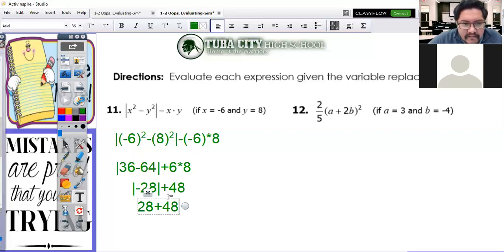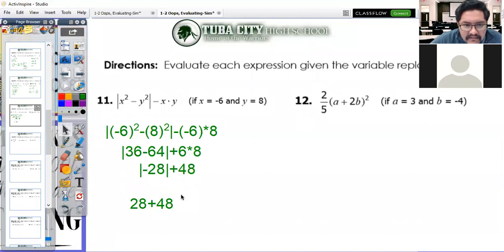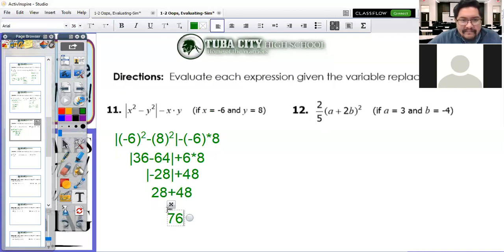And I think we're going to be almost done with that one. Just put this a little bit easier to follow. And that would give us 76.